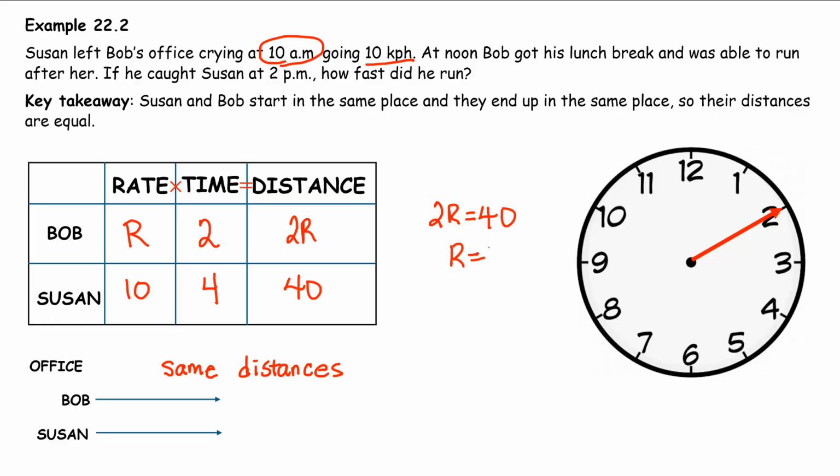What is R? Look back at your chart and you can see that R is Bob's rate, and this is in kilometers per hour. So Bob's rate is 20 kilometers per hour. So that's Bob. But what does the question ask for? It says, if he caught Susan at 2 p.m., how fast did he run? Well, that's what they're asking for, so that's the answer. But you always have to go back and make sure that you're answering whatever question they asked and not just whatever you happen to get. All right, so that would be how you would do that problem.